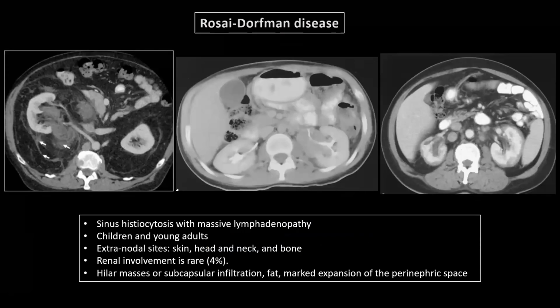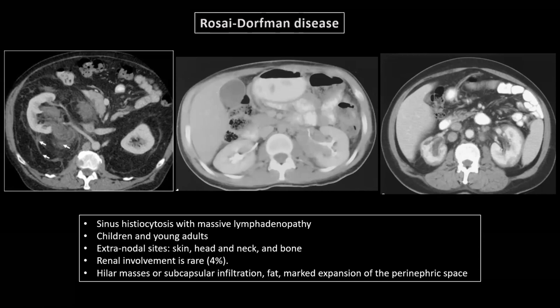We also have another rare differential diagnosis that is similar in appearance to mainly IgG4 related disease or lymphoma. That is called Rosai-Dorfman disease. This disease is a rare benign idiopathic proliferative disease. It involves the histiocytes and causes massive lymphadenopathy. The lymphadenopathy mainly occurs in the cervical region and other nodal sites. The extranodal sites of involvement are less common and may involve the skin or bone, and renal involvement is very rare. It occurs in only 4% of cases.